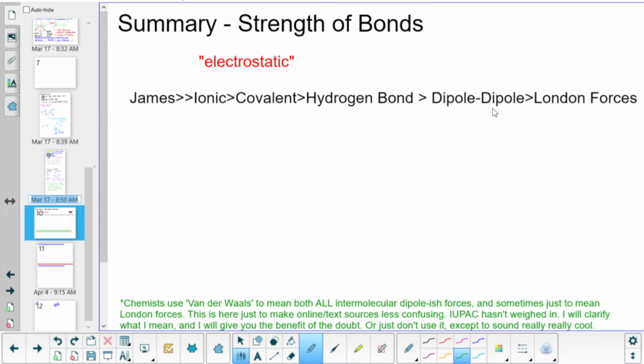This is just a summary of all the different strengths of the bonds we've been discussing.